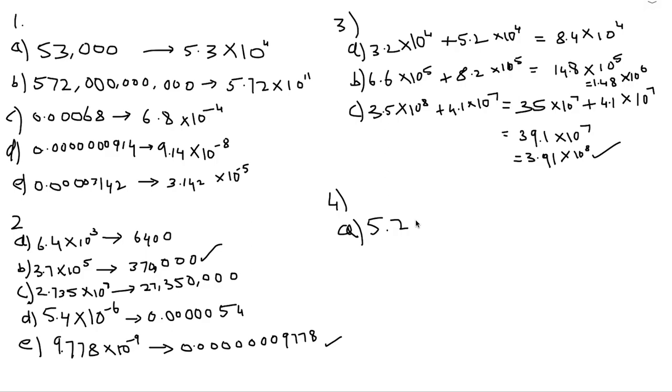5.2 times 10 to the power 6 minus 3.2 times 10 to the power 6, which is equal to 5.2 minus 3.2 will give you 2. So it will give you 2 times 10 to the power 6. That's the answer.